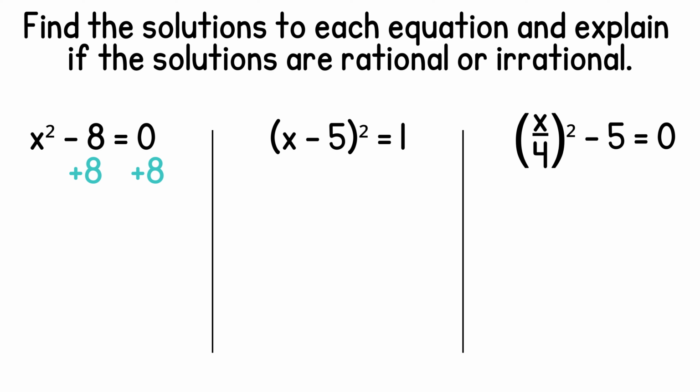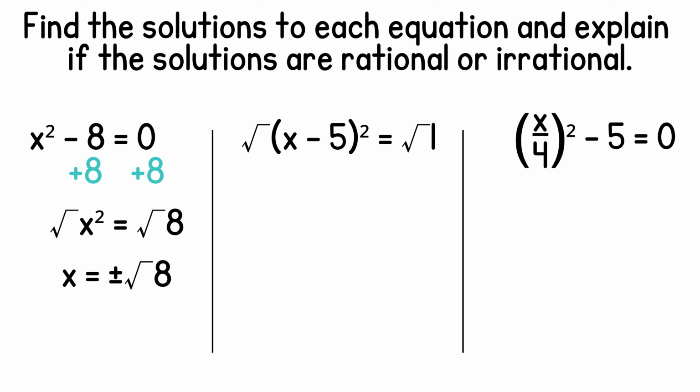We'll begin by adding 8 to both sides so that we can get the x squared term by itself. This gives us x squared is equal to 8. Now we'll take the square root of each side. So we get x is equal to positive and negative radical 8. Since 8 is not a perfect square, this will be considered an irrational solution.